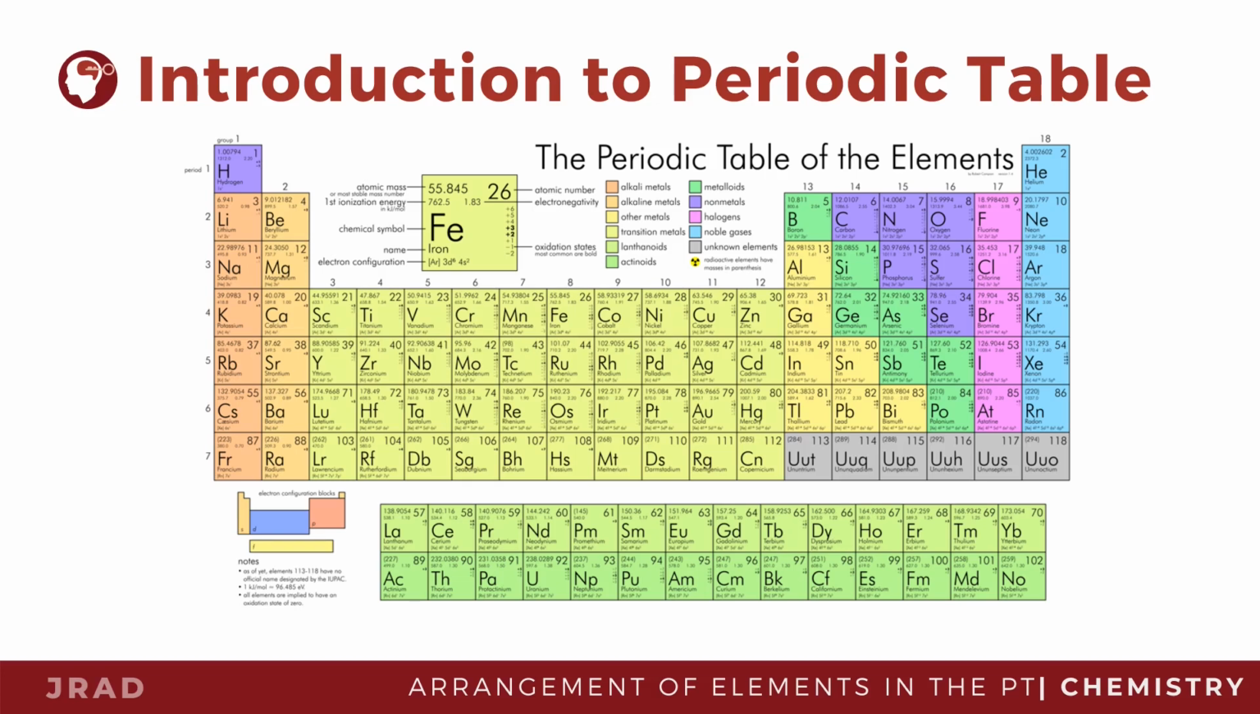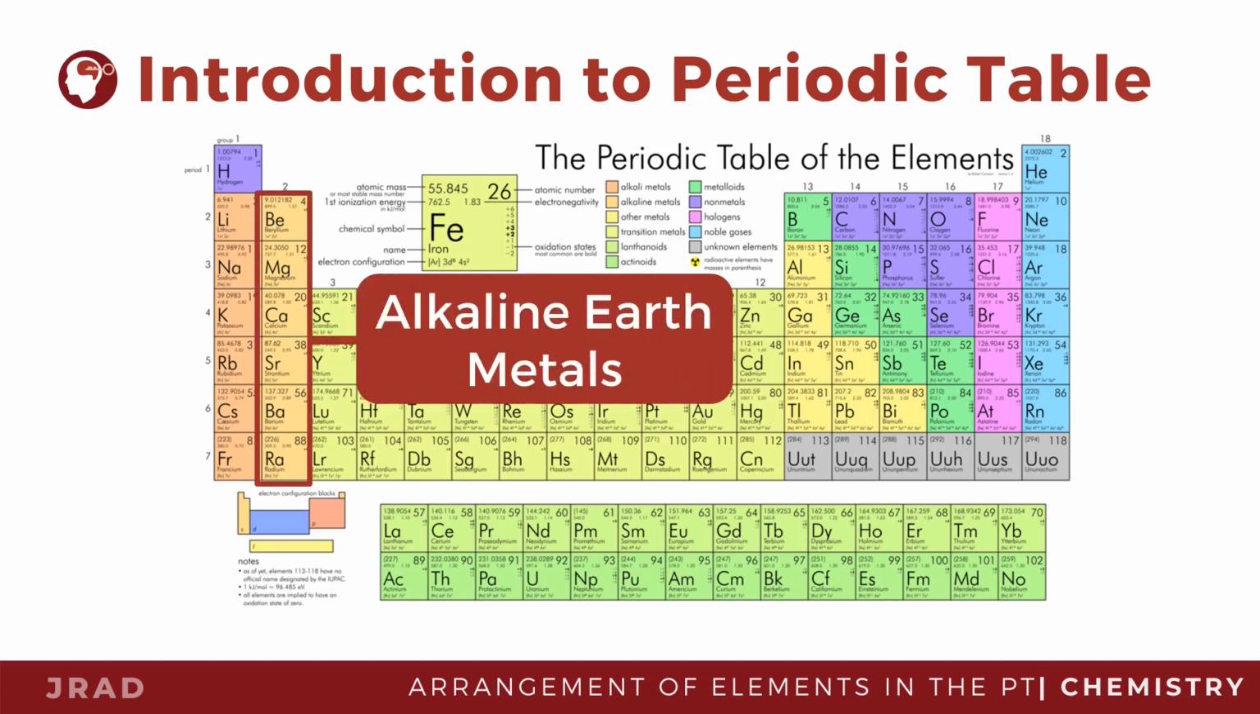The second group is called the alkaline earth metals. They are composed of beryllium, magnesium, calcium, strontium, barium, and radium. They have high reactivity with oxygen, which leads to tarnishing. They also form good alloys, which are used by the automobile and aviation industries.